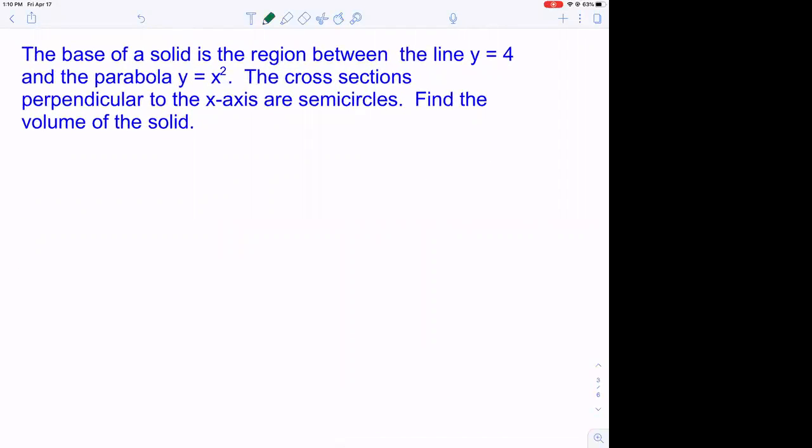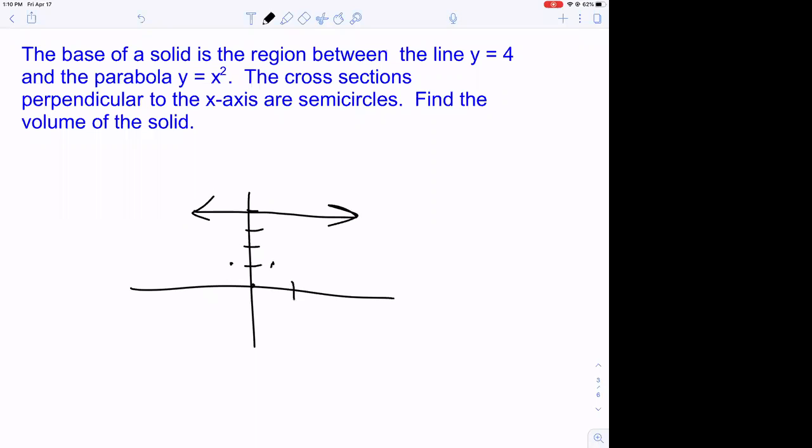Of course. It says the base of a solid is a region between the line y equals 4 and the parabola y equals x squared. Well, we've seen a lot of that, right? So it's going to cross here and here at -2, 4 and 2, 4. So this right here is the base of a solid.